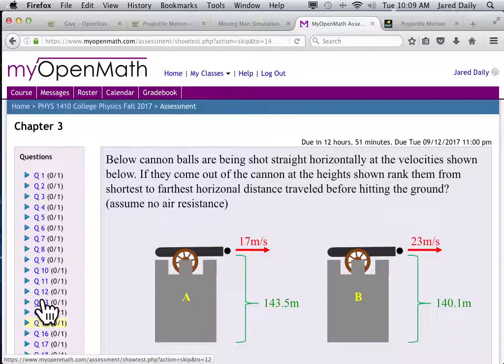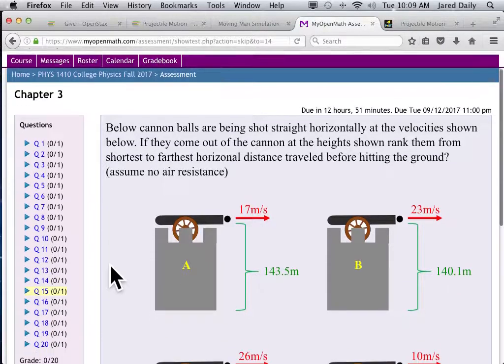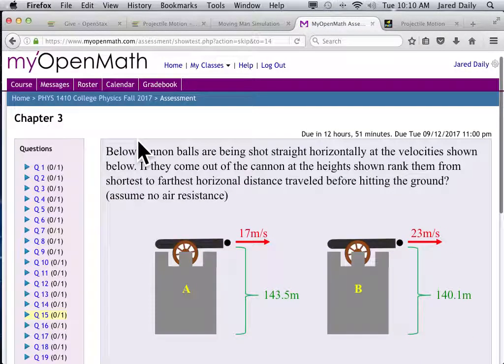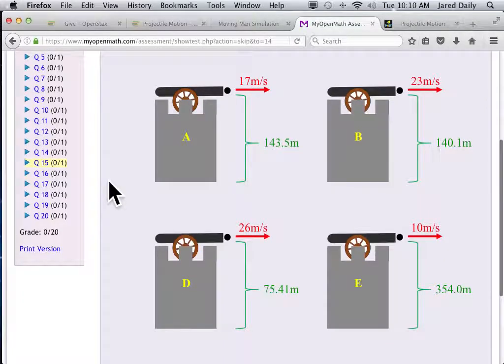So this is a great example of how we can separate out the different things here. We have a problem where we're shooting a cannonball at different speeds in the x direction, but different heights in the y direction, right? And the thing they're asking for is the shortest to the farthest horizontal distance before hitting the ground. So what we're trying to solve for is x.